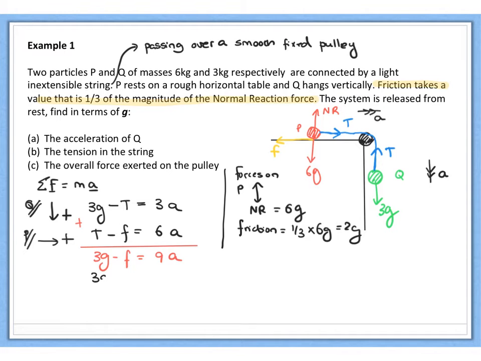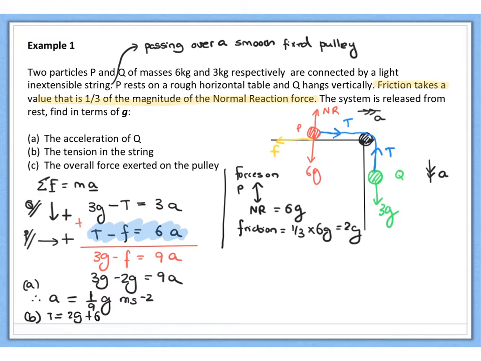So this gives me 3g minus 2g equals 9a. So the acceleration of the particle equals 1/9 g meters per second squared. And we can work that out as a decimal if we wish. So that's our answer to part A, the acceleration. Now, to work out our answer to part B, we simply substitute into one of these equations that we were using earlier on. I'm going to substitute into this one over here. And T then equals 2g plus 6 lots of a, and that works out to be 8/3 g newtons.